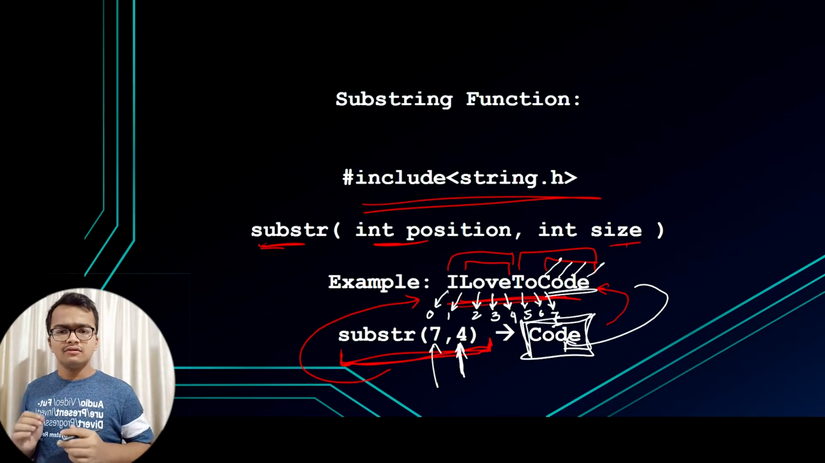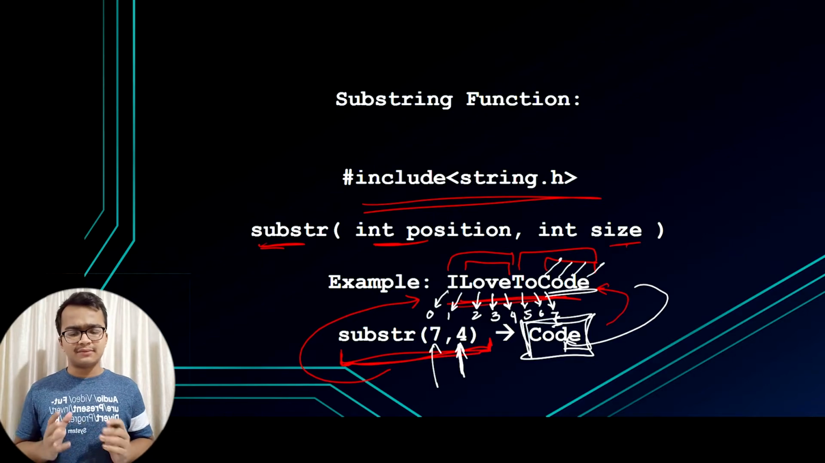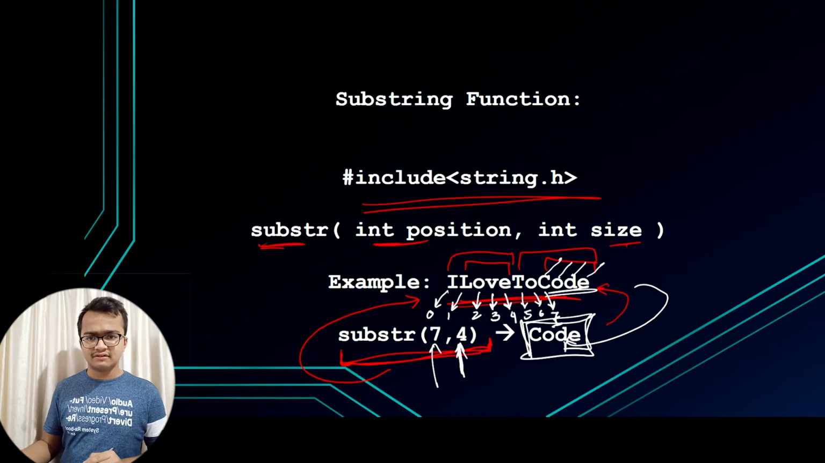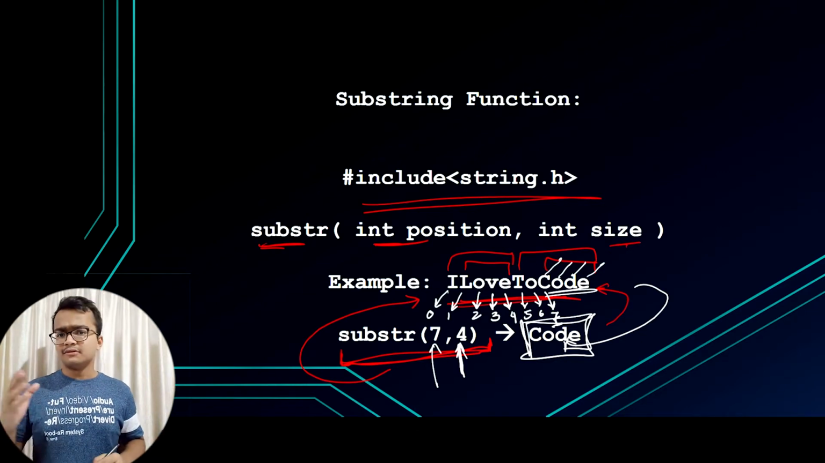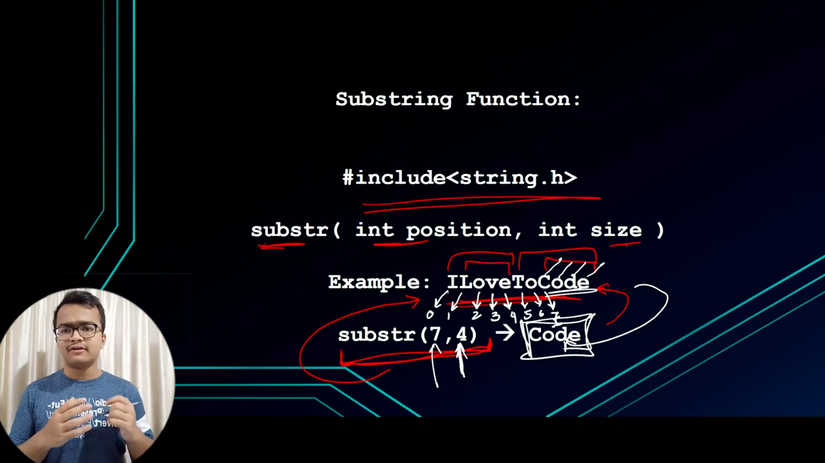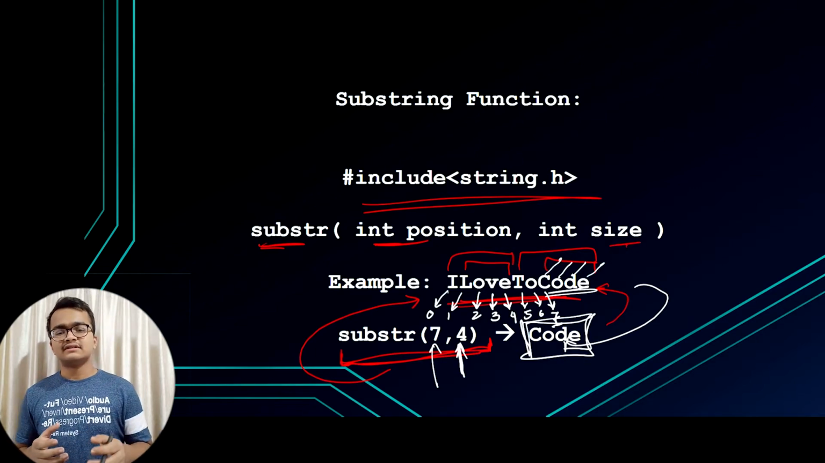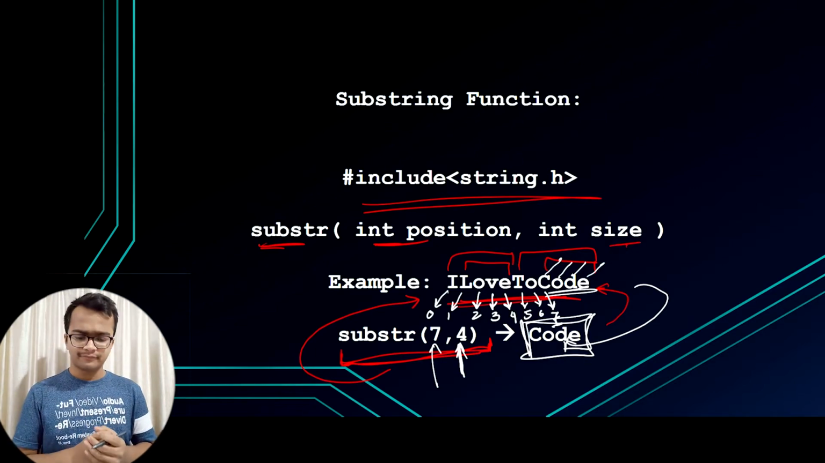Clear? So the substring function allows us to generate a substring, and we have to notify the position and the size. First the position, then comes the size. Position means the position from where we want the substring function to extract the substring, and size is the size of the substring which we actually want.